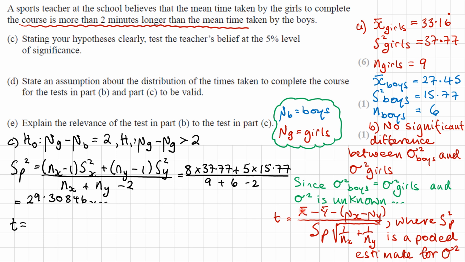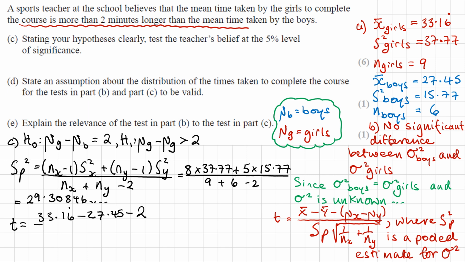So now we'll calculate our test statistic. We're going to start with the mean of the girls, which was that 33.16 recurring number, and then subtract the mean of the boys, which is 27.45, and then we're going to subtract from that the difference between the population means, which is 2. So mean of the girls minus mean of the boys equal to 2, so minus 2.